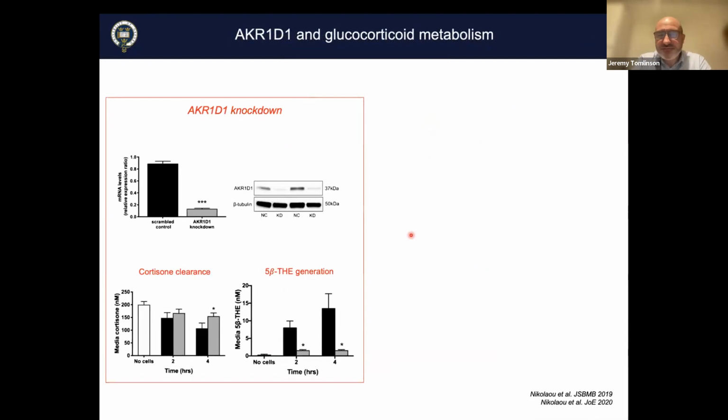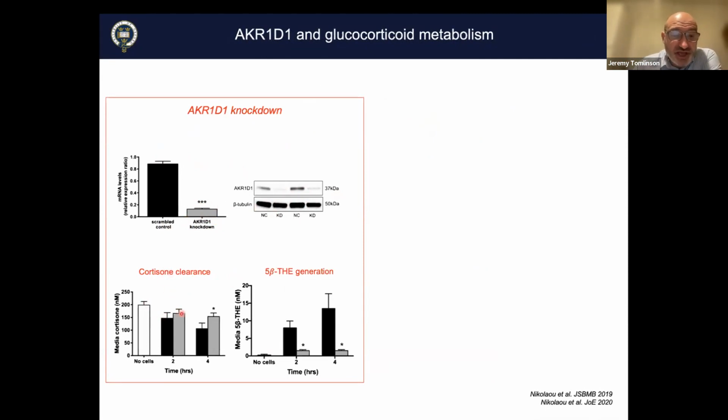So what do we do? Well, we stuck with what we knew best to start with, and we thought, let's just confirm what this enzyme does in glucocorticoids. I think glucocorticoids was always our safety net, our comfort blanket. And interestingly, if you knock down AKR1D1, here we've got an in vitro model, a HepG2 cell, actually a liver cell line, where we've knocked down AKR1D1. We've successfully done that. You can see it on the Western blot here.